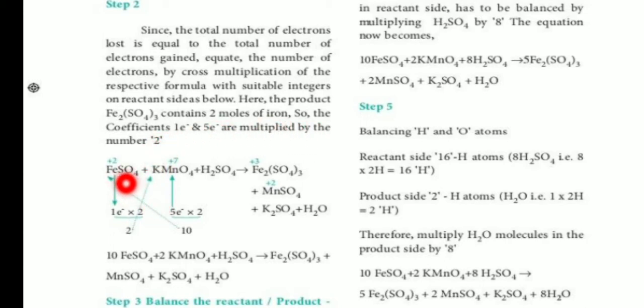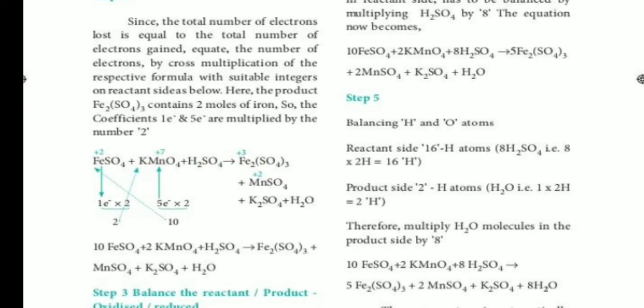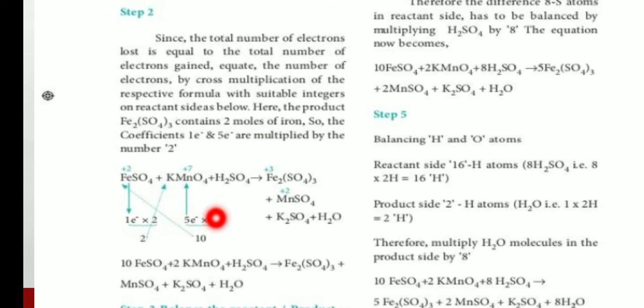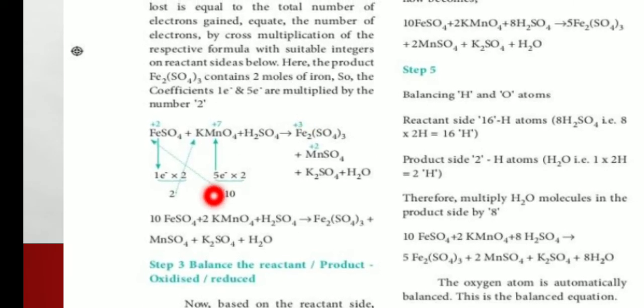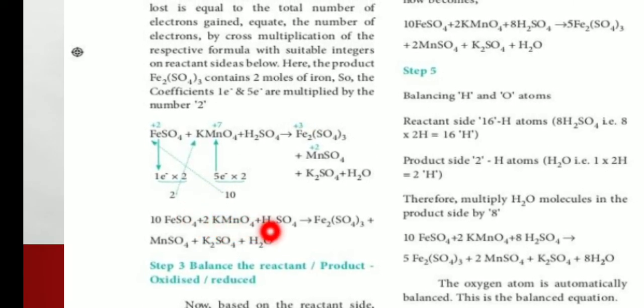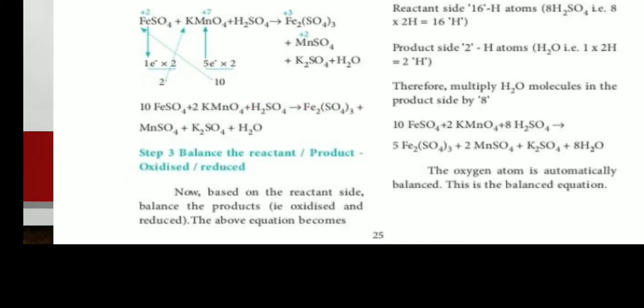FeSO4: 1 electron into 2, because there are 2 iron atoms, so 1 into 2, therefore 2. KMnO4: Mn changes from +7 to +2, so 5 electrons into 2, which is 10. The cross multiplication gives 10 FeSO4 plus 2 KMnO4 plus H2SO4 giving Fe2(SO4)3 plus MnSO4, K2SO4 and water.